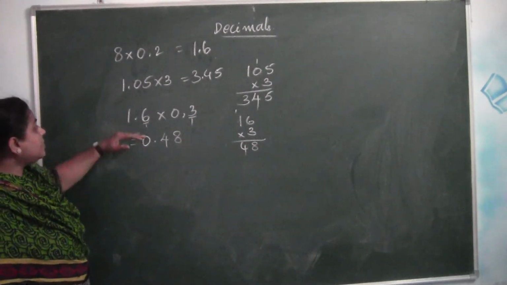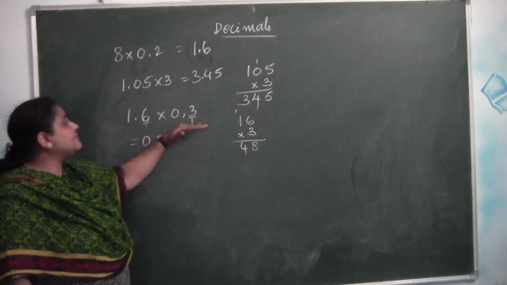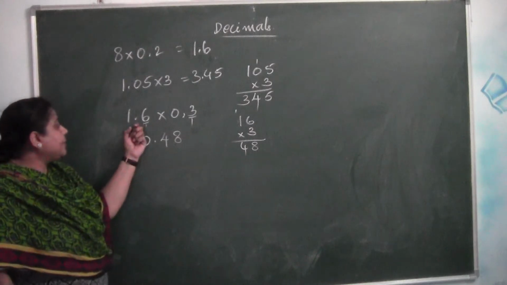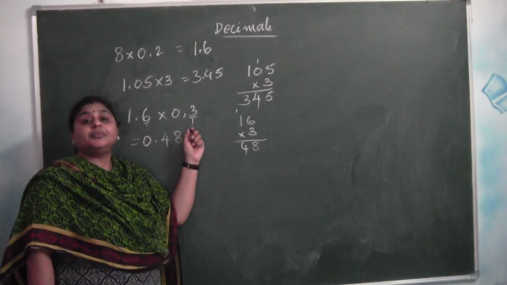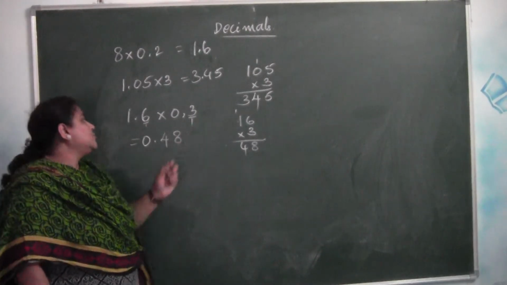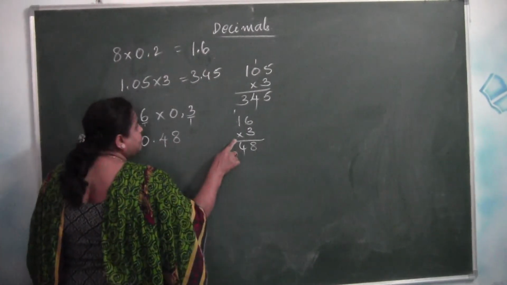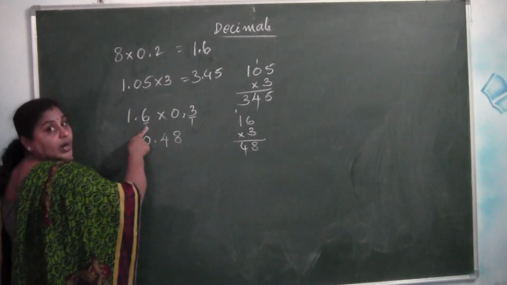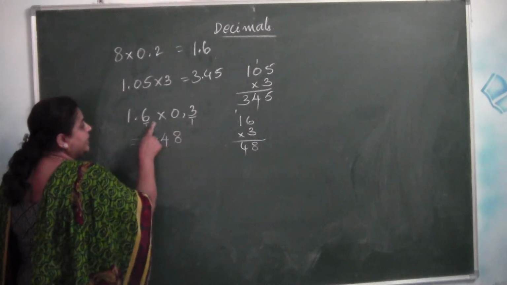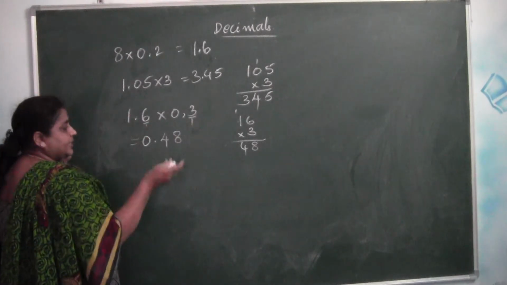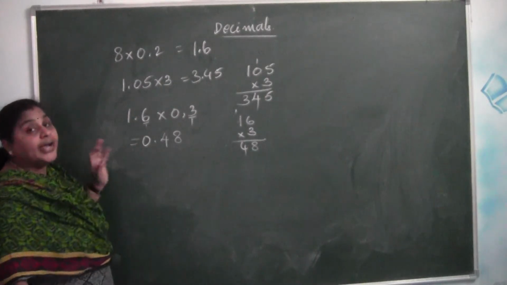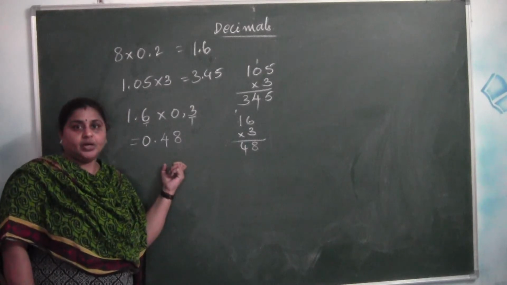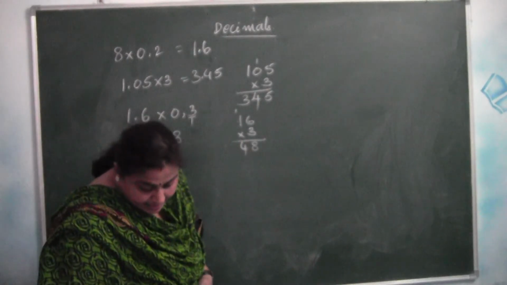Got it, children? Because here we have a decimal number as well as a decimal number here also. So 1.6 into 0.3. First remove the decimals and multiply. 16 threes are 48. After decimal, 1 digit. After decimal, 1 digit. Total how many? 2 digits. To the final answer, we are going to place the decimal before 2 digits. Got it? Now let us take the other example.